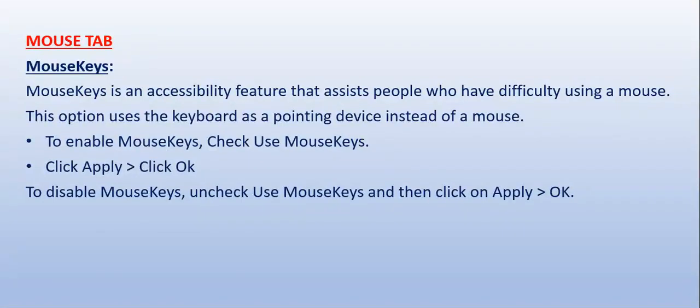Now the next tab of accessibility option is mouse tab. The option in mouse tab is mouse keys. Mouse keys is an accessibility feature that assists people who have difficulty using a mouse. This option uses the keyboard, especially numeric keypad, as a pointing device instead of mouse.